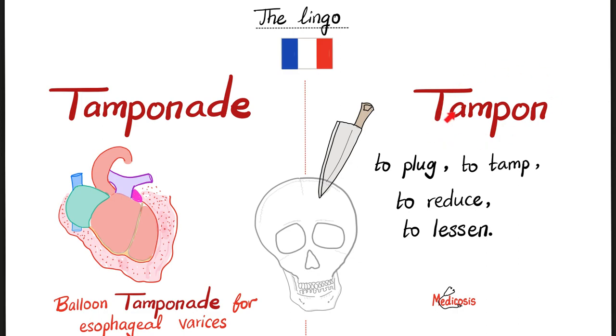Why do we call it tampon? Now you know. And why is cardiac tamponade called cardiac tamponade? Because it is a plug, it's a pressure, it tamps the heart. It puts pressure on the heart. And there is another tamponade in medicine, balloon tamponade for esophageal varices. Let's put pressure on those bleeding varices so that they do not get worse.